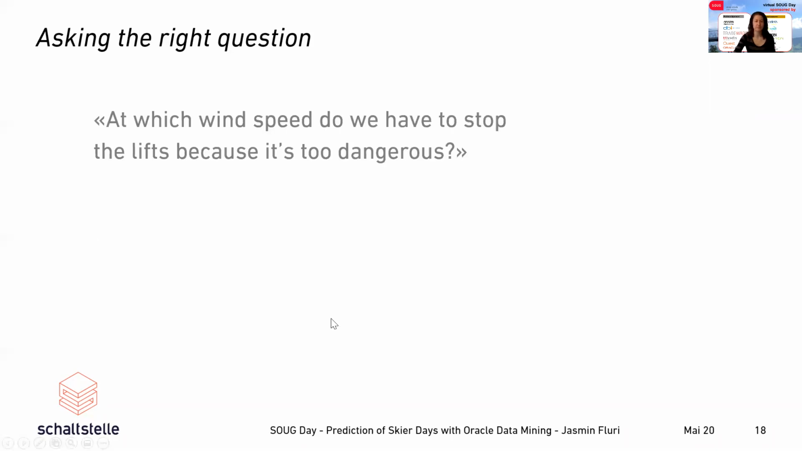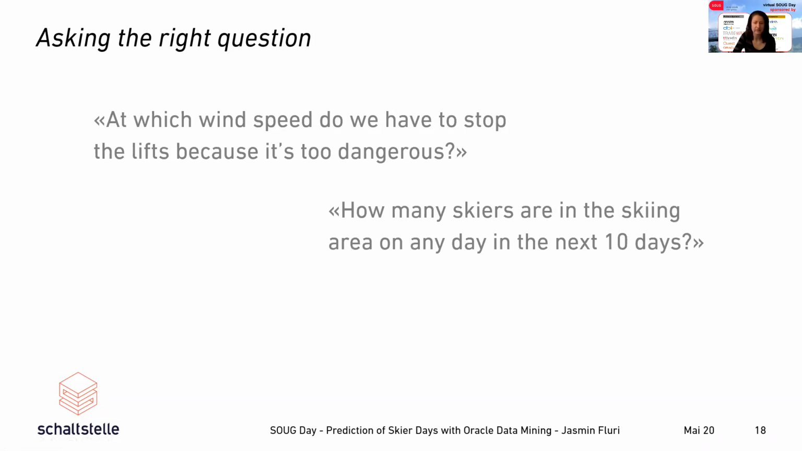Now, if I ask, at which wind speed do we have to stop the lifts because it is too dangerous for the people? I probably need weather data and engineering data of the lifts to make this prediction, but maybe also some sensor data of how the lifts react in real life to the wind. If I ask our question that we had, how many skiers are in the skiing area on any day in the next 10 days? I don't need any engineering data because that's not really an influence here, but probably some data from the past years along with weather data and economic data.